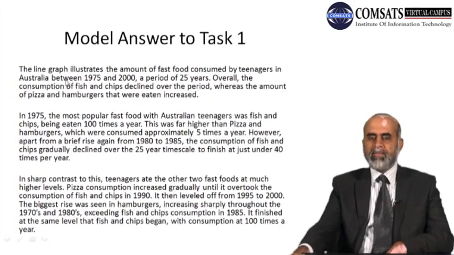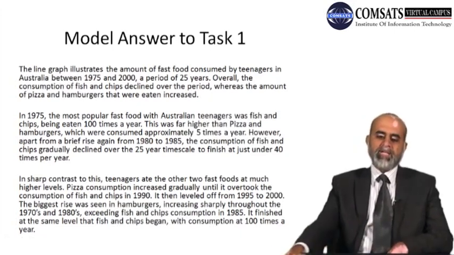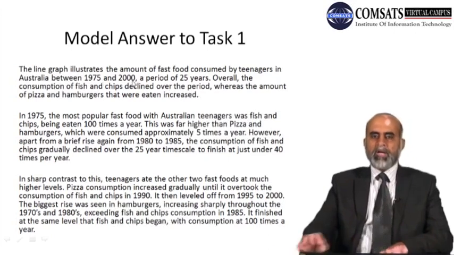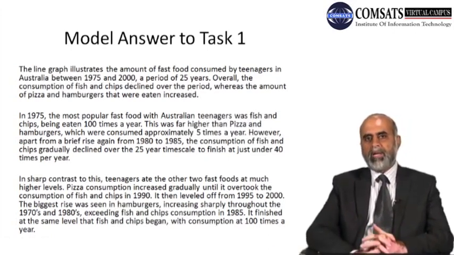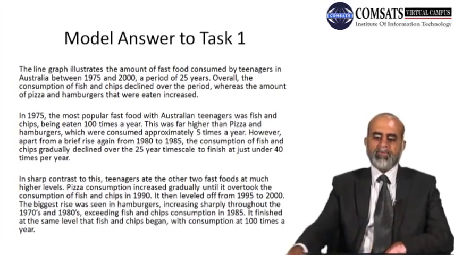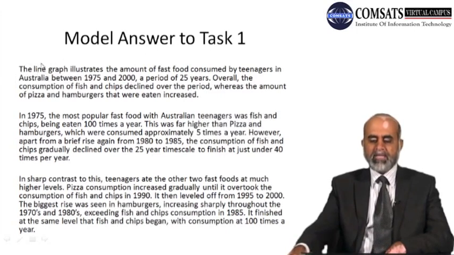And it is delimited between 1975 and 2000. Usually, you would have to limit this topic. So if you just say fast food consumed by teenagers, it is very generic. You have to be limited by saying teenagers in Australia, and between the year 1975 to 2000, over a period of just 25 years. So the first sentence actually identifies what kind of visual organizer it is, and it gives a precise, concise description of this graph.